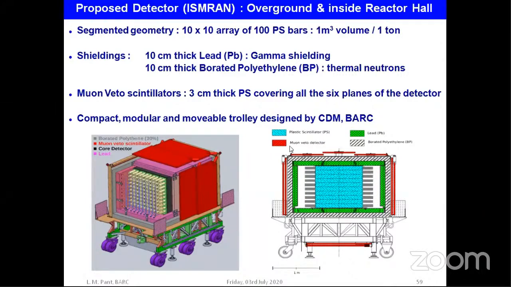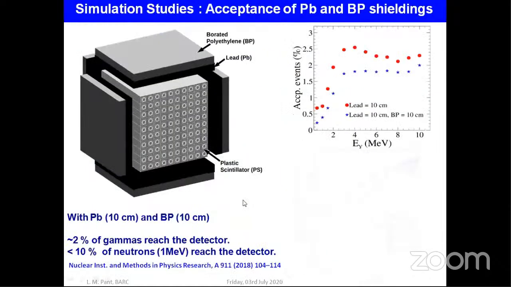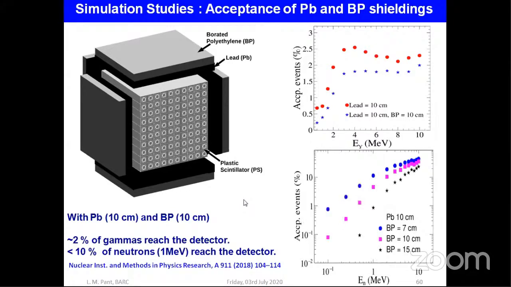As you can see, the muon detectors are on the outside, in red color. Inside you have the core detector and it's shielded nicely with lead and borated polythene. These are the simulations by a group to work out what thickness is required, because we can't afford to put an infinite thickness, because it has a weight and there's a load bearing capacity of the floor. So we optimized with 10 centimeter of lead and 10 centimeter of borated polythene. Borated polythene is basically to stop the neutrons in the reactor environment, and lead for the gammas which are there in the reactor. So these were optimized.